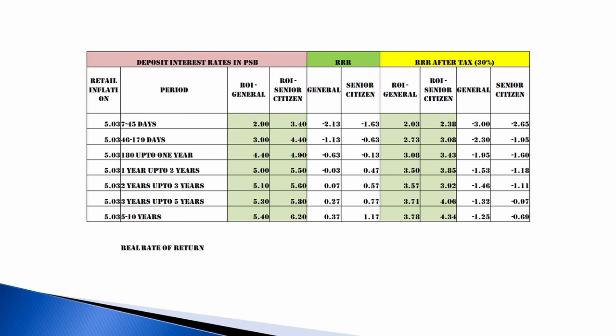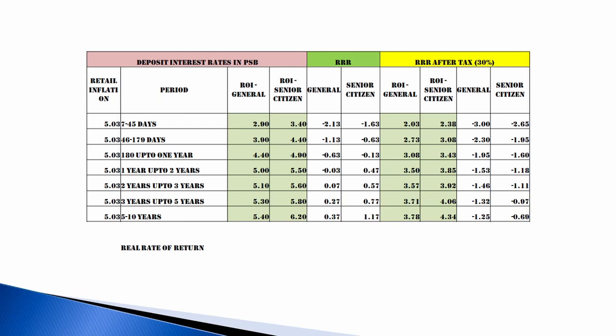If the customer is a tax payee in the 30% slab, I deducted 30%. I have shown the rate of interest for the normal public and senior citizens. Everybody is getting a negative return on fixed deposits, because inflation is 5.03%. After tax you are getting only 2% for the first slab. The general public gets 3% negative return, then 2.30. If you go for 5 to 10 years, it is 1.25 negative return.